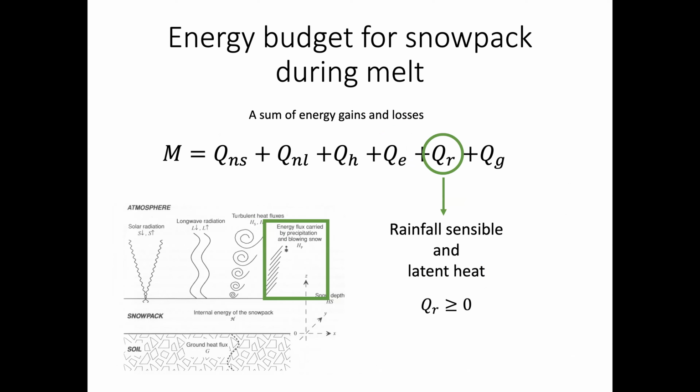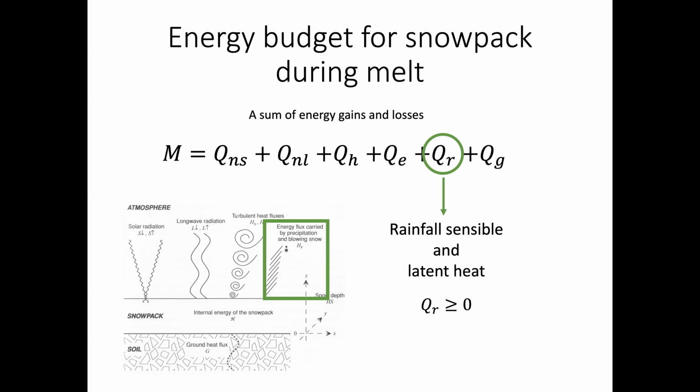The second to last term is the rainfall and sensible latent heat. As I noted when talking about the schematic on the lower left, rainfall energy can influence the snowpack energy budget in three ways. First, relatively warm rain can add sensible heat. Second, the release of energy called the latent heat of fusion occurs if the snowpack is below zero and the rainfall refreezes. Thirdly, condensation can occur on the snowpack due to high humidity associated with rainy weather.